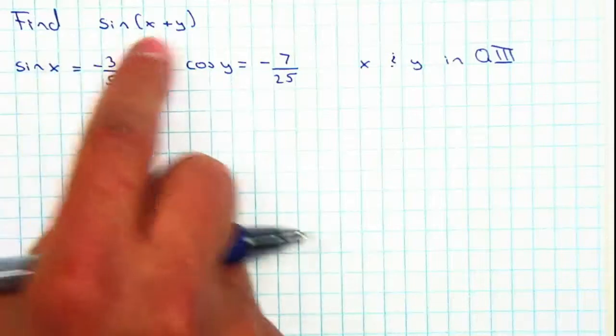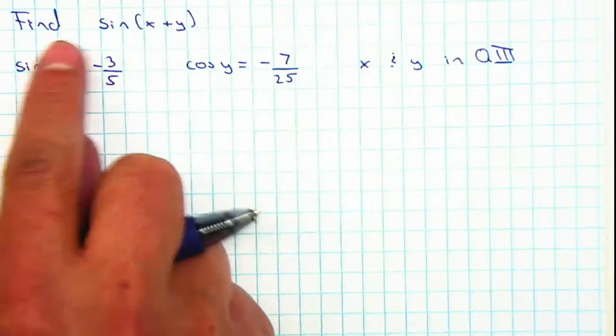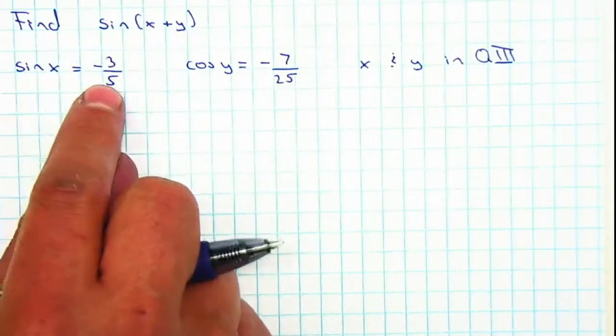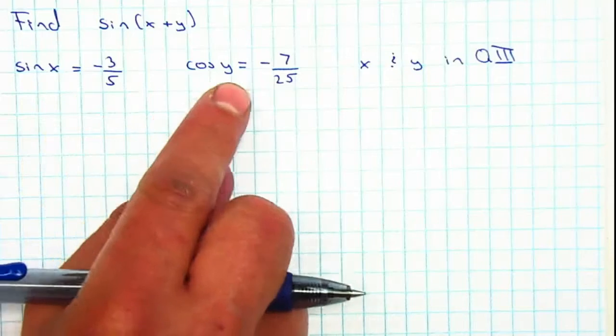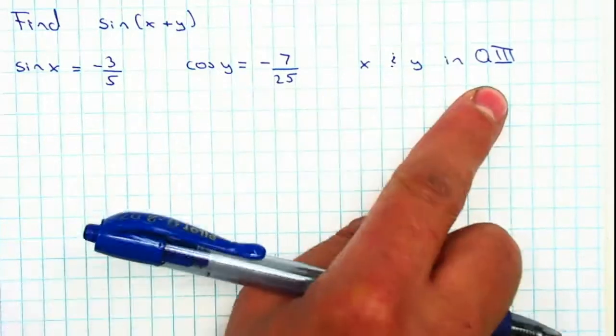Find the sine of x plus y. Now they tell you to find the sum, or the sine of x plus y, and they give you that the sine of x is negative 3 over 5 and the cosine of y is negative 7 over 25. And they tell you that both x and y are in quadrant number 3.